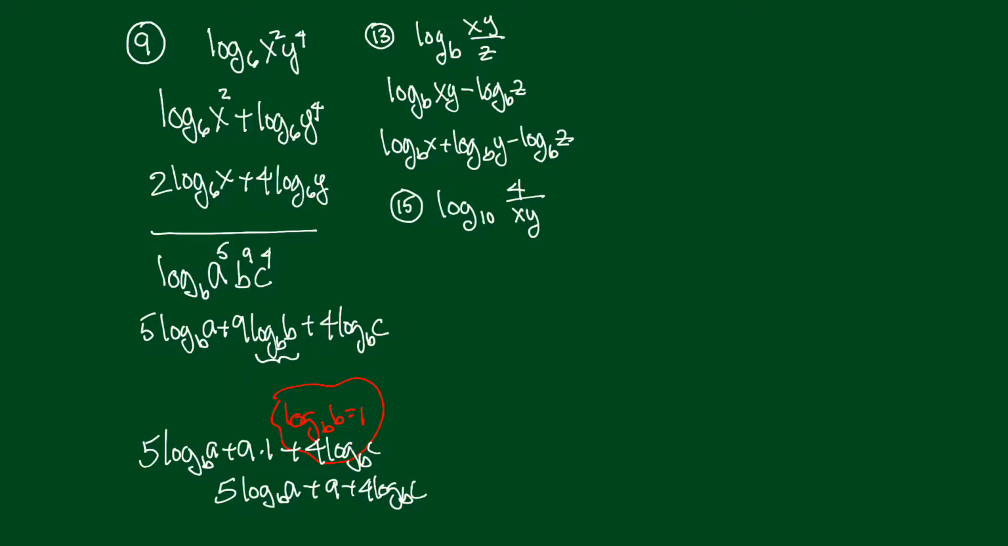Now we'll see that again in number 15. I'll stretch it all out, and then we'll see that you could go from the beginning right to the end immediately. But what I'm seeing here, first of all, is a quotient. So this is going to be the log of the top, which is the log base 10 of 4, which I don't know, but minus the log of the bottom, log base 10 of xy.